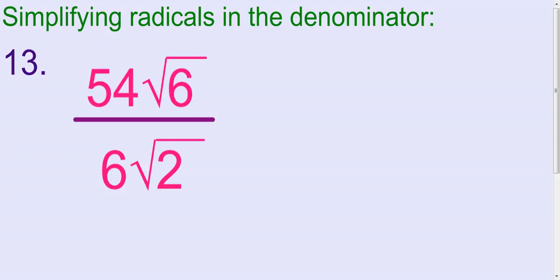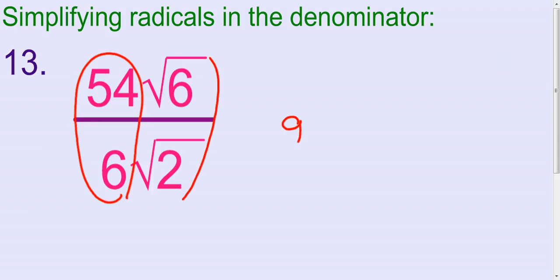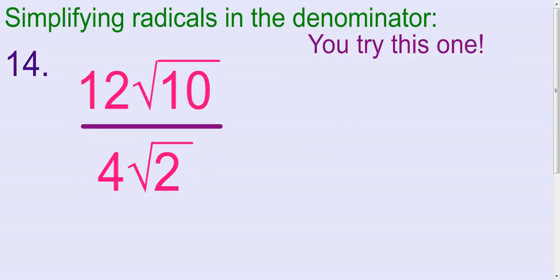Next one, I can reduce. 54 divided by 6 is just 9. And then root 6 divided by root 2 becomes root 3. And root 3 can't simplify, by the way, so I have to leave it.